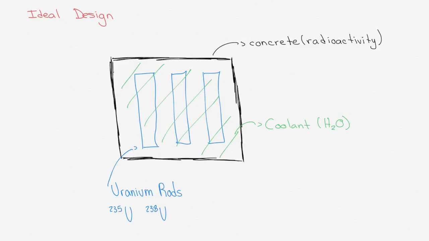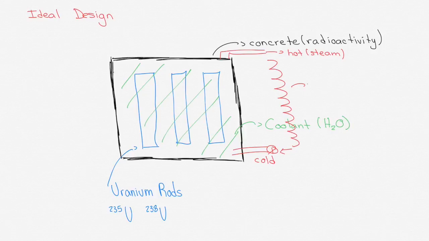Surrounding the rods will be water, which will act as a coolant. This water will be put into the system as cold water and will exit the system as steam. This steam will then go through a heat exchanger which will power some turbines and as a result produce electrical energy. Now we need to solve the two issues mentioned before.